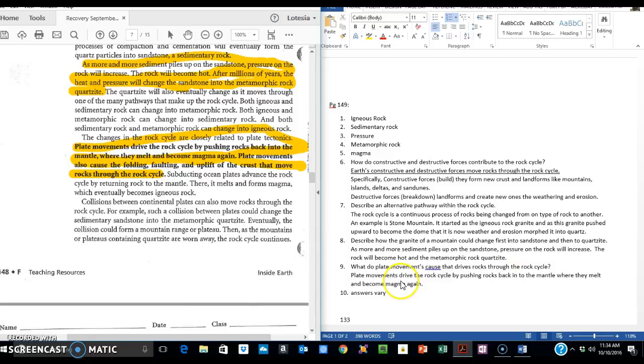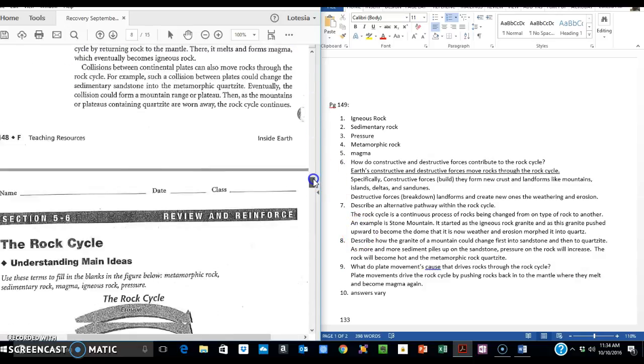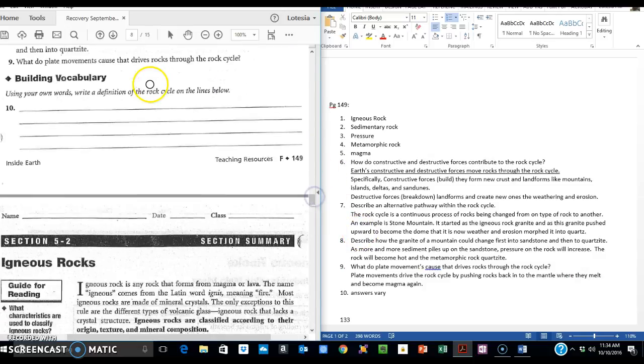So any portion of that bold print would provide the answer to number 9. Plate movements drive the rock cycle by pushing rocks back into the mantle where they melt and become magma again. All right, and then for number 10, I didn't put a specific statement because it says in your own words, write a definition of the rock cycle on the lines below.